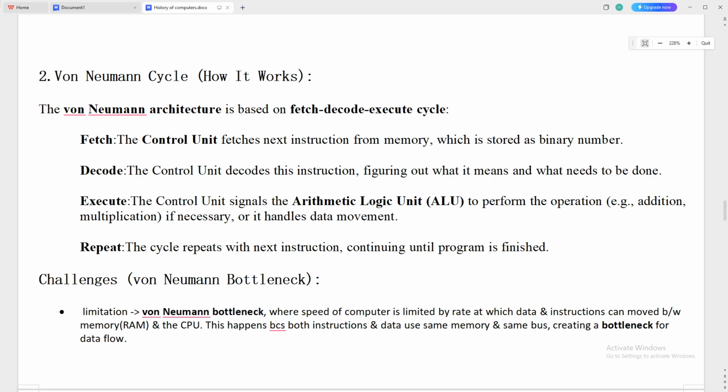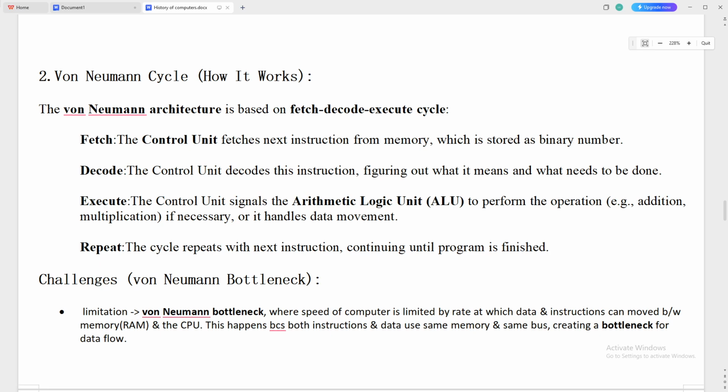Now the second point is decode. The control unit decodes the instruction, figuring out what it means and what needs to be done. It decodes because, as we said earlier, the instruction is stored as a binary number. So to convert the binary number into a form that can be understood by the other parts of our computer, it has to be decoded first.